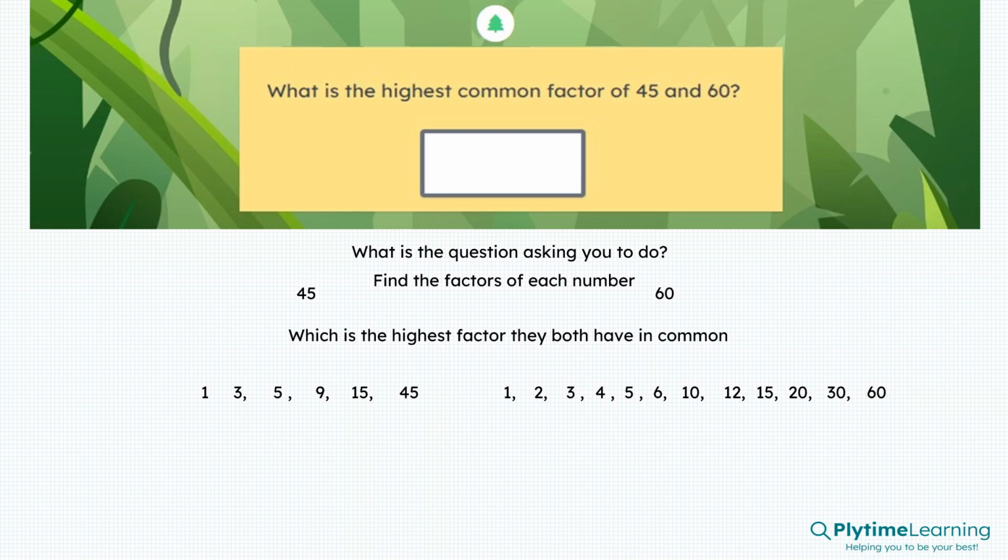Which is the highest factor that they both have in common? We look across all the factors and we can see the highest one they both have in common is 15. So the answer equals 15.